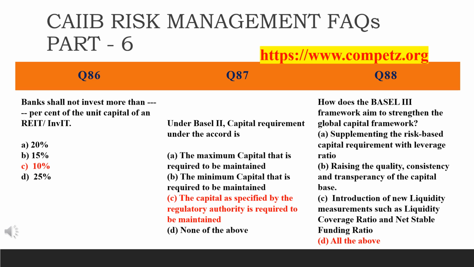Okay. Moving to the next question: under Basel II, capital requirement under the accord is dash. Is it the maximum capital that is required to be maintained, or the minimum capital that is required to be maintained, or option C, the capital as specified by the regulatory authority is required to be maintained? D option is none of the above three. Now see here, the answer is C, the capital as specified by the regulatory authority is required to be maintained under Basel II guidelines.